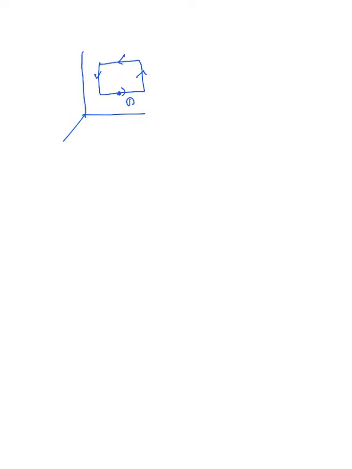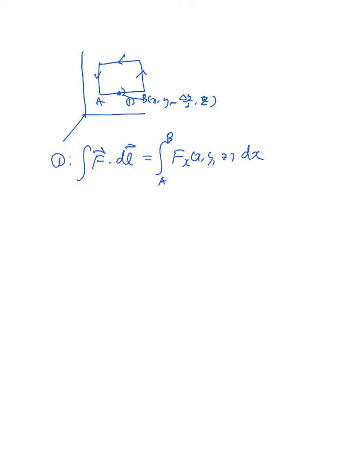This is one. The midpoint is x, y minus delta y over 2, z. So this integral of f dl is actually only from a to b, f_x(x, y, z) dx. But we just love to use the mean value theorem. So this integral can be approximated by this value, f_x(x, y minus delta y over 2, z) delta x. This width is called delta x.